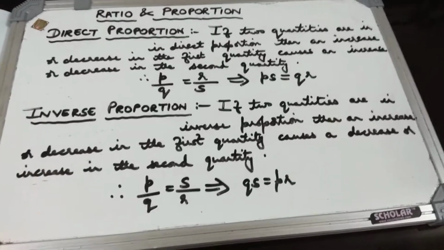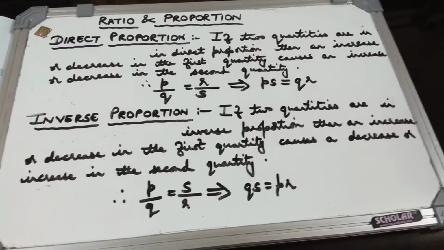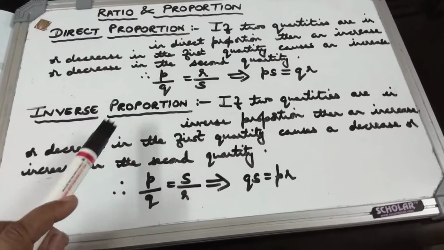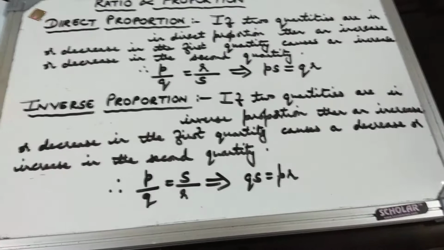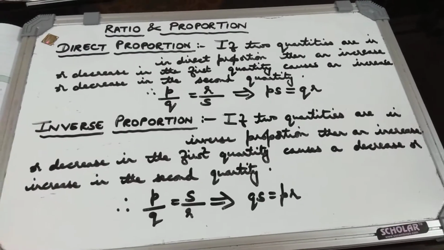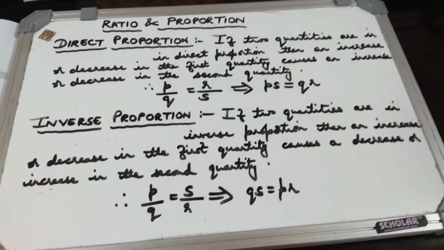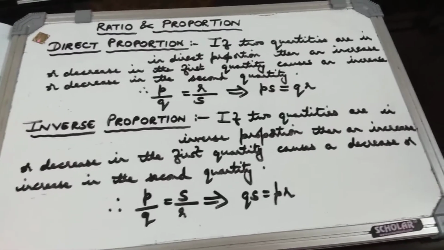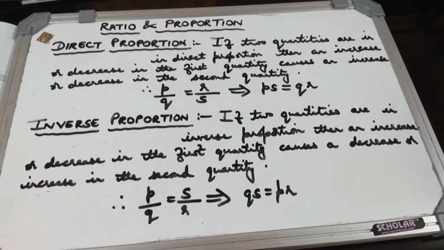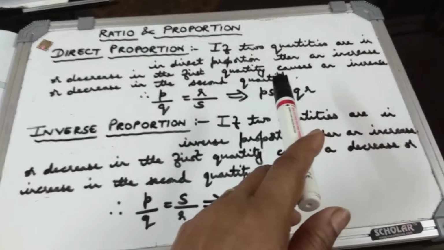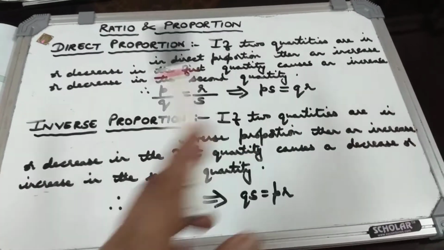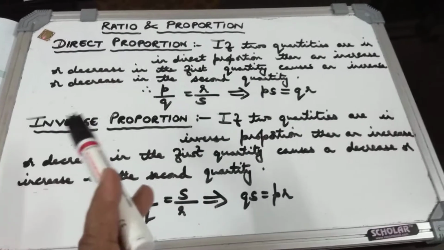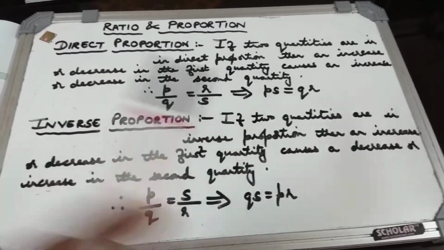So, first and foremost, we have to understand what is direct proportion and what is inverse proportion, and what is the difference between both of them. That is, you have to understand the fundamental concept behind it. Now, what is direct proportion? All of you are familiar with these things. If two quantities are in direct proportion, then an increase or decrease in the first quantity causes an increase or decrease in the second quantity.